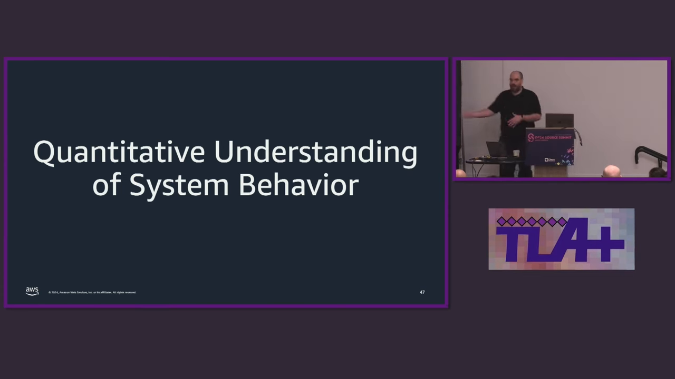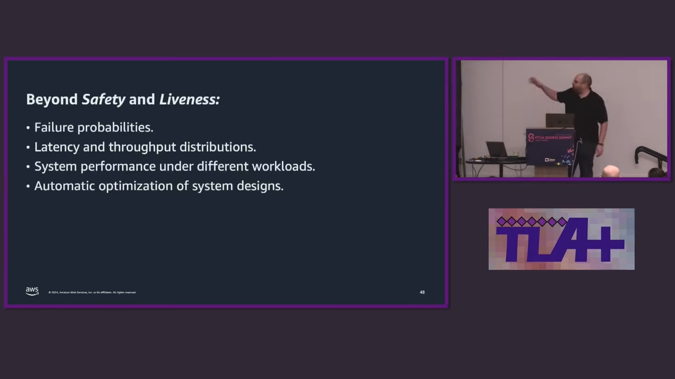And so when I pick up a tool like P or like TLA Plus, I want to build my system inside that tool, and I don't want to only ask these really kind of binary questions about my safety properties and my liveness properties. I want to ask questions like, what is the probability that this thing is going to fail if these components of it fail with these probabilities? Right? I know a lot about component failures, right?